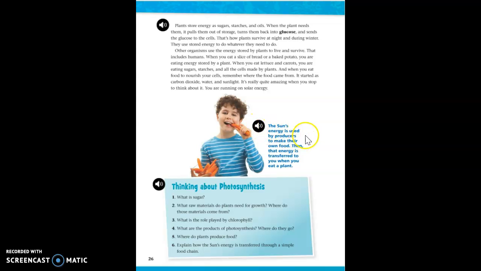Okay, so the sun's energy is used by producers to make their own food. Then that energy is transferred to you when you eat a plant. So these are some questions that you might answer in your 3 things you're supposed to give to me.